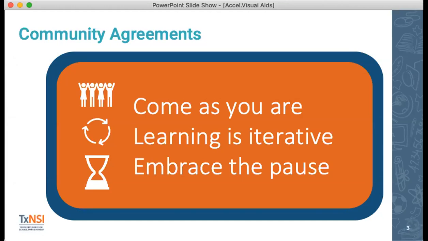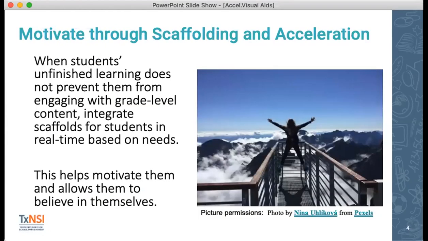A little bit more learning about scaffolding. I want you to think about this. I'm going to read it a couple times because every time I read it, I always get tongue-tied, so I apologize. When students' unfinished learning, and that's what we're going to call it, not gaps, these are opportunities to learn things, when students' unfinished learning does not prevent them from engaging with grade level content.